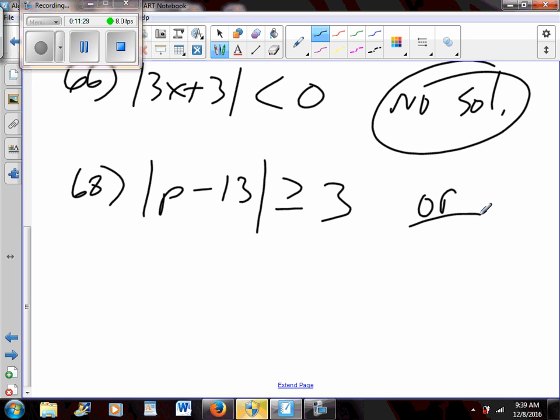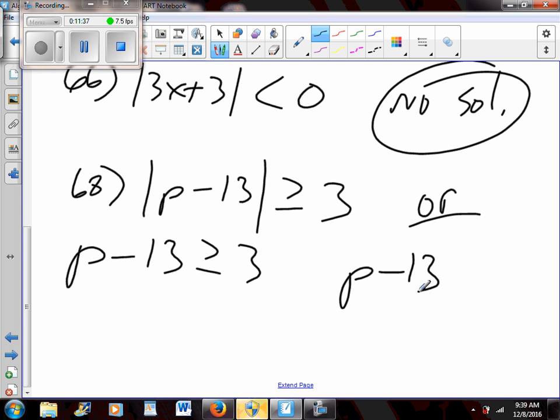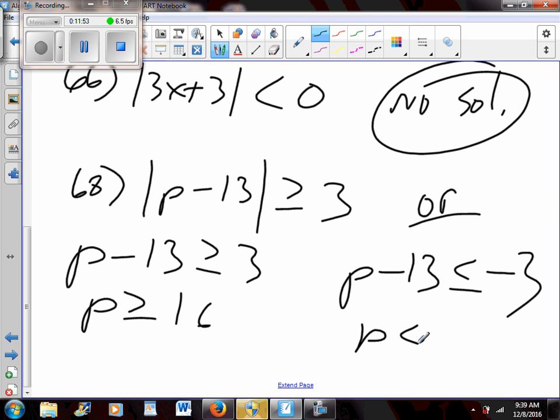First, as it is in the text, as an or. And what I'm going to do is I'm going to say p minus 13, I've got to come up with two equations. Okay? Turn that around and make this a negative 3. Now, over here, when I add 13 to both sides, p becomes greater than or equal to 16. When I add 13 to both sides, p becomes less than or equal to 10.